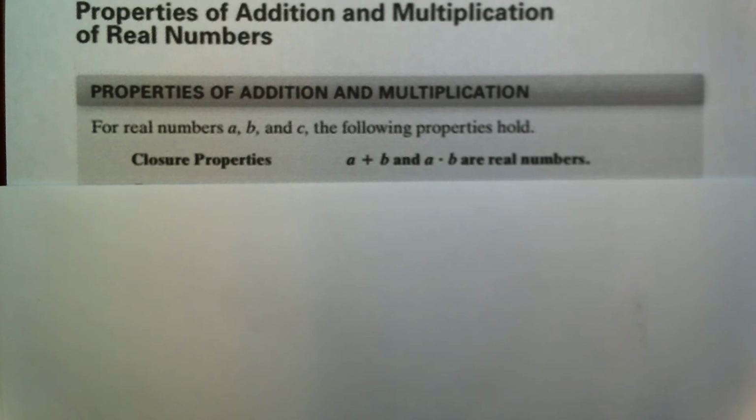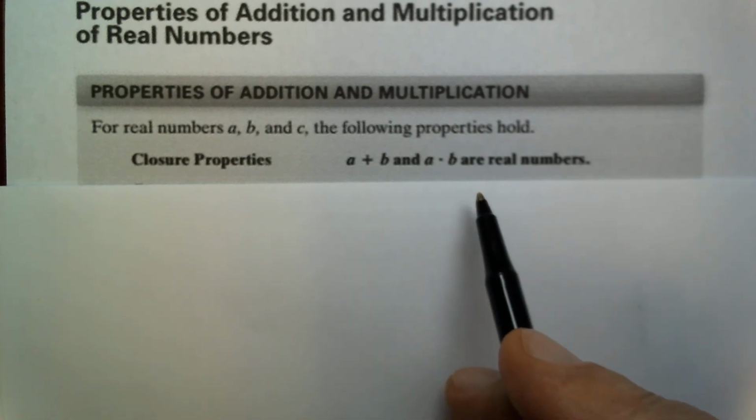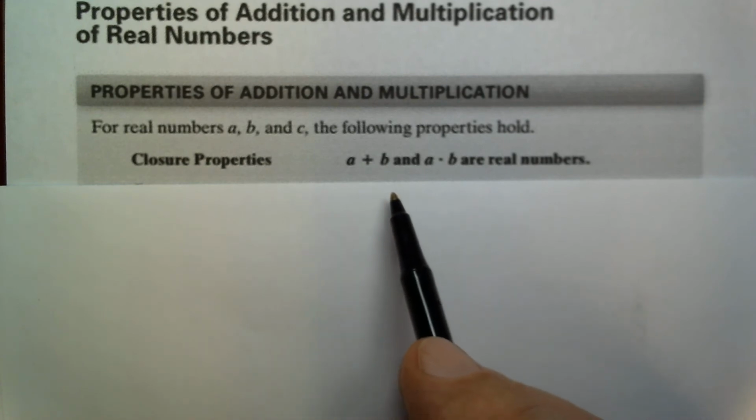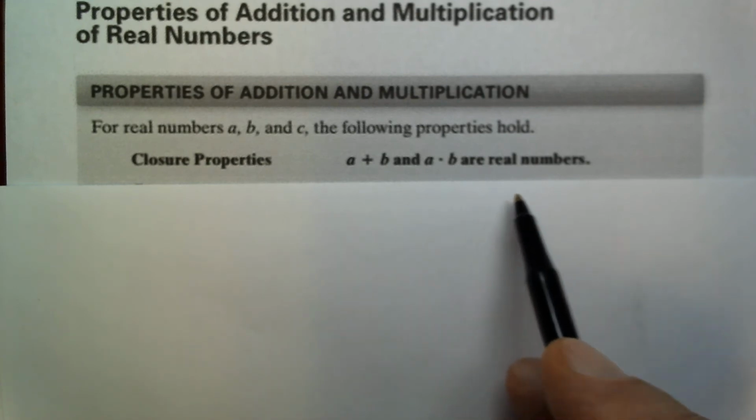Next, we have the basic properties of addition and multiplication of real numbers. For real numbers a, b, and c, the following properties hold. Number 1 is the closure property: a plus b and a times b are real numbers.